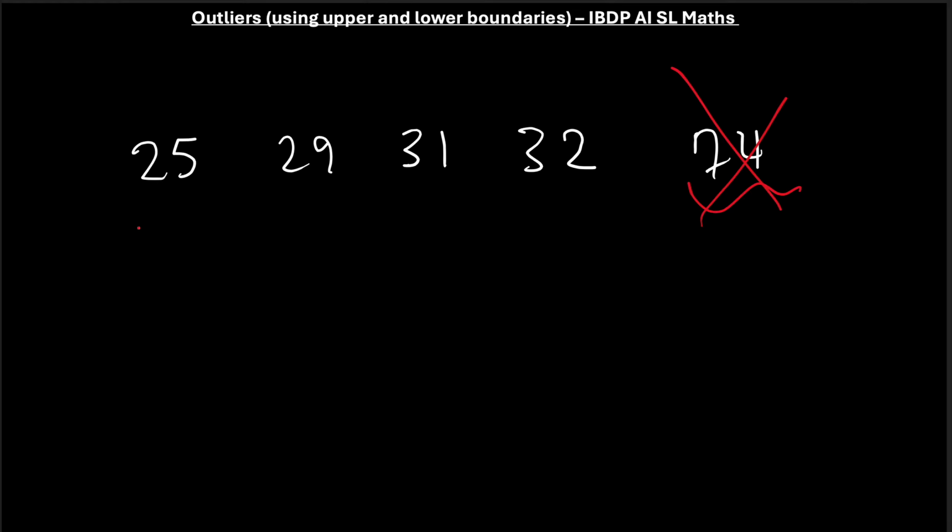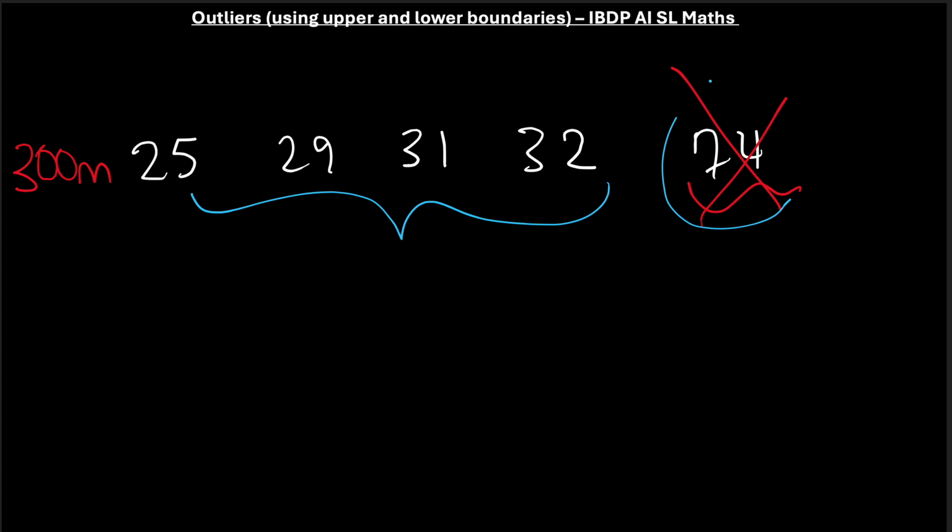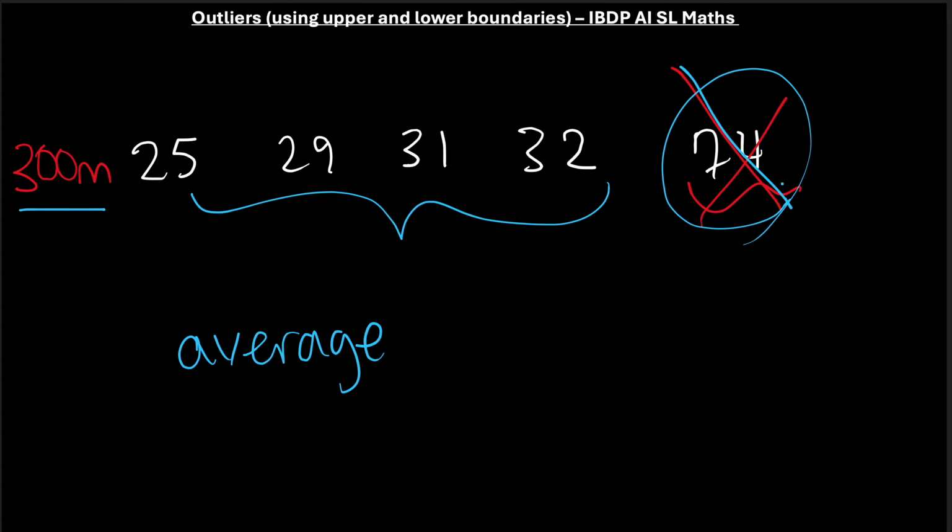If this set of numbers was the time taken for a person to run 300 meters, these three people, maybe I should do it in blue, these three people are not outliers. But this one person who took 74 seconds is much slower than the rest to run 300 meters, right? So it's going to be an outlier. And if you're trying to find the average time taken, you would typically exclude the outlier from your data set.